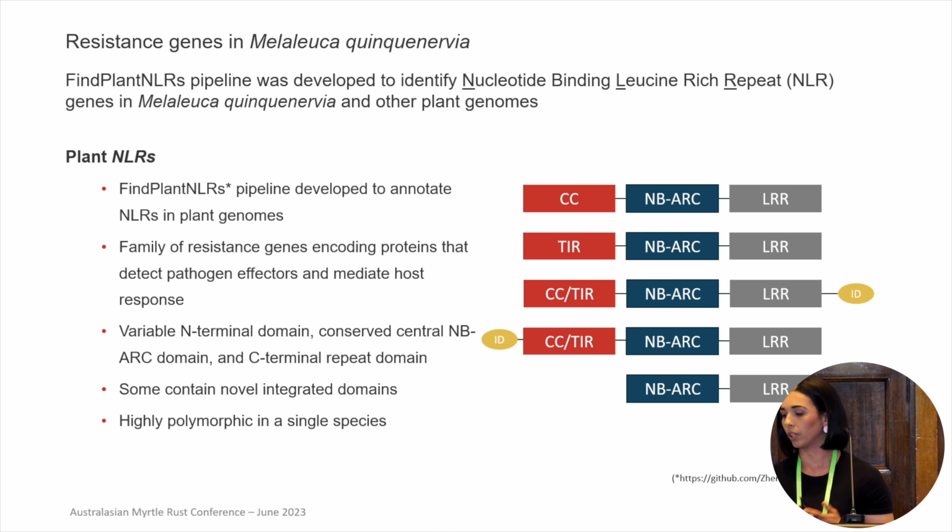So without going into too much detail about them, we have different types. This is determined by those CC and TIR domains. And we have this central NB-ARC domain, which is highly conserved, but that final domain that you can see there, the LRR, is highly variable. And we also have these novel integrated domains. So they're these other domains. I'll go into a little bit more detail on those after as well. But they are additional domains that can be added to these proteins. And we know that there's a lot of variability in how many of these domains are present within particular genes as well.